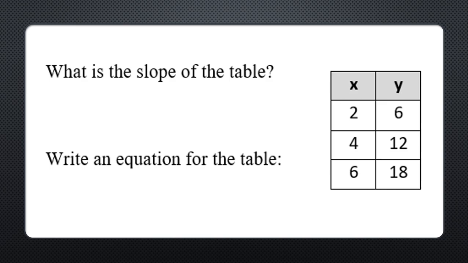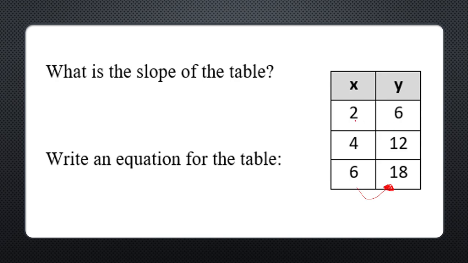The next question says, what is the slope of the table? Write an equation for the table. All right, so let's go ahead and look at how we're getting from x to y. Is this additive or is this proportional? Well, the answer to that is it's definitely proportional because we're going to multiply by 3.